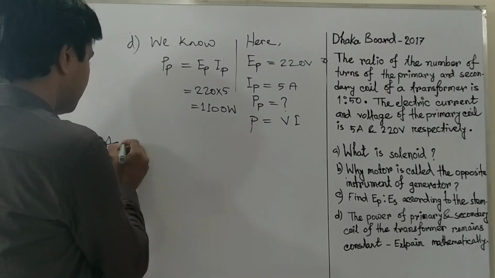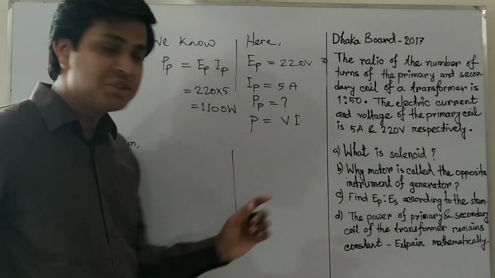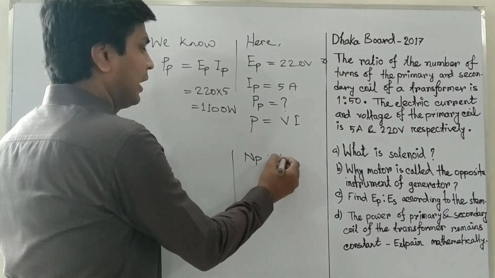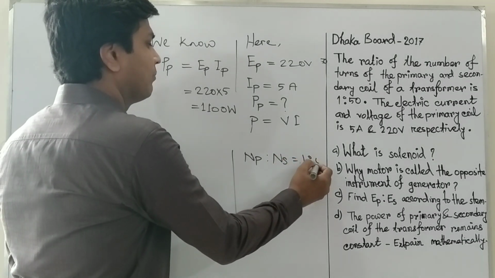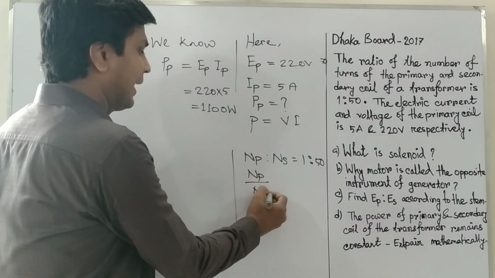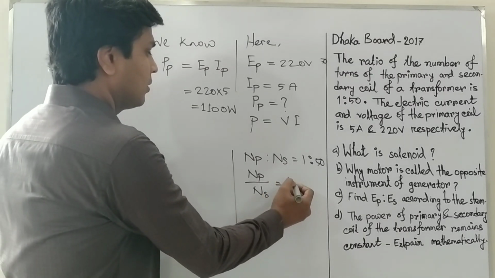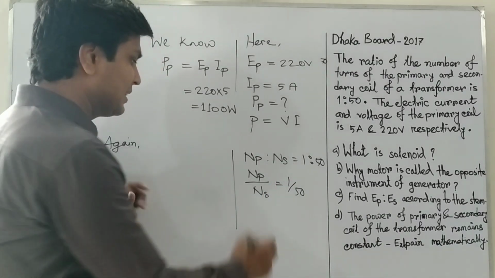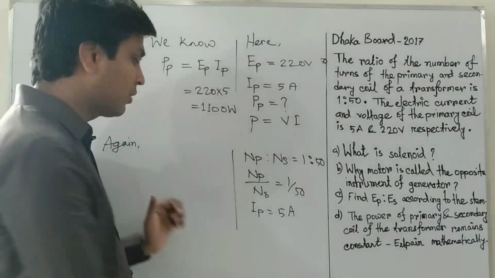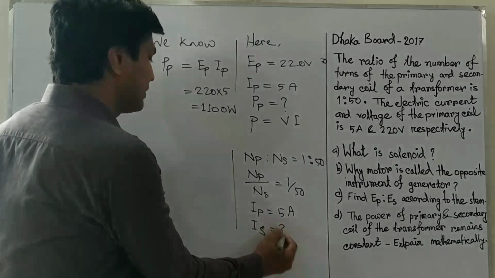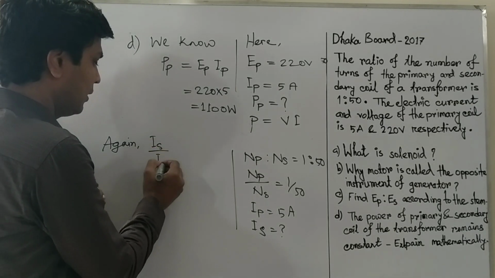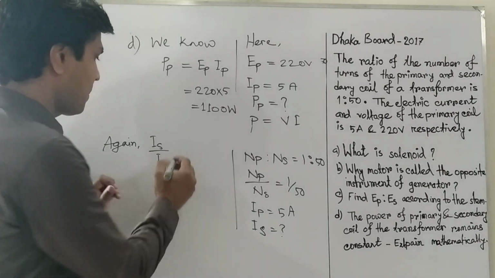Again, the ratio of the number of turns of the primary coil and secondary coil is given here. NP to NS is 1:50. That means NP by NS is 1/50, and the current is given here, IP equal to 5 ampere, and we calculate the current of the secondary coil IS. The formula is IS by IP equal to NP by NS.